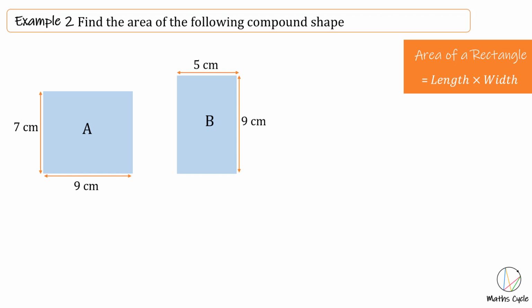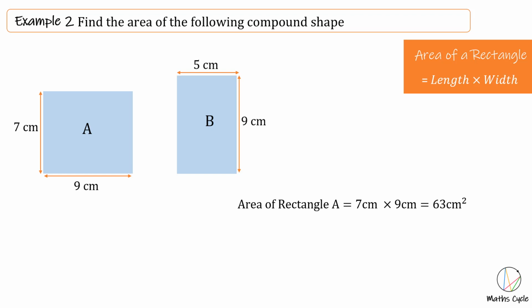Rectangle A and rectangle B. So I'm going to use my formula. Area of a rectangle equals length multiplied by width. So then we're going to get the area of rectangle A. The area of rectangle A equals 7 centimeters multiplied by 9 centimeters equals 63 centimeters squared. So 7 multiplied by 9 is 63, centimeters by centimeters are centimeters squared.